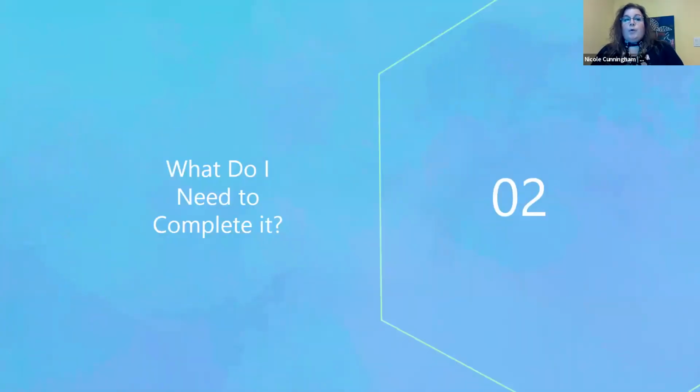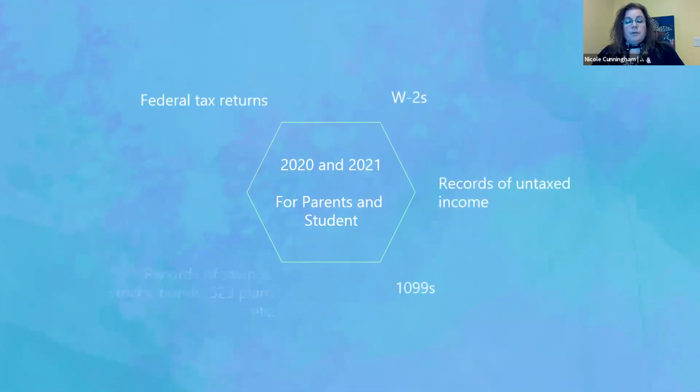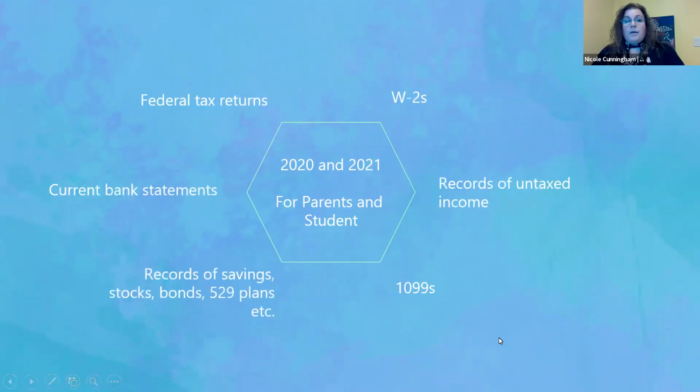So what exactly do you need when you're filing the CSS profile? We'll go over a few things here. First and foremost, you're going to want to have information about both 2020 and 2021 income and asset information for both parents and students. And that can come in the form of a variety of different things. Federal tax returns, W-2s, any type of untaxed income, and 1099s are going to be important pieces of information that you're going to want to have at your disposal pertaining to income when filling out the CSS profile.